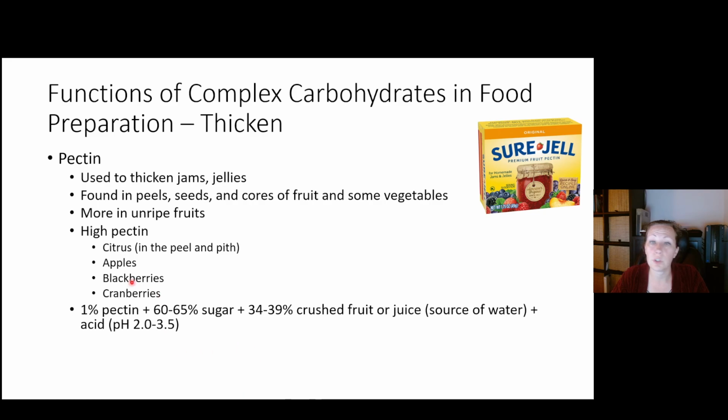Now, sometimes you don't need to add acid. If your crushed fruit or juice is acidic enough, you won't need to add another source of acid. But those are the key ingredients. You need pectin, sugar, water, and acid. 4 things: pectin, water, sugar, acid.